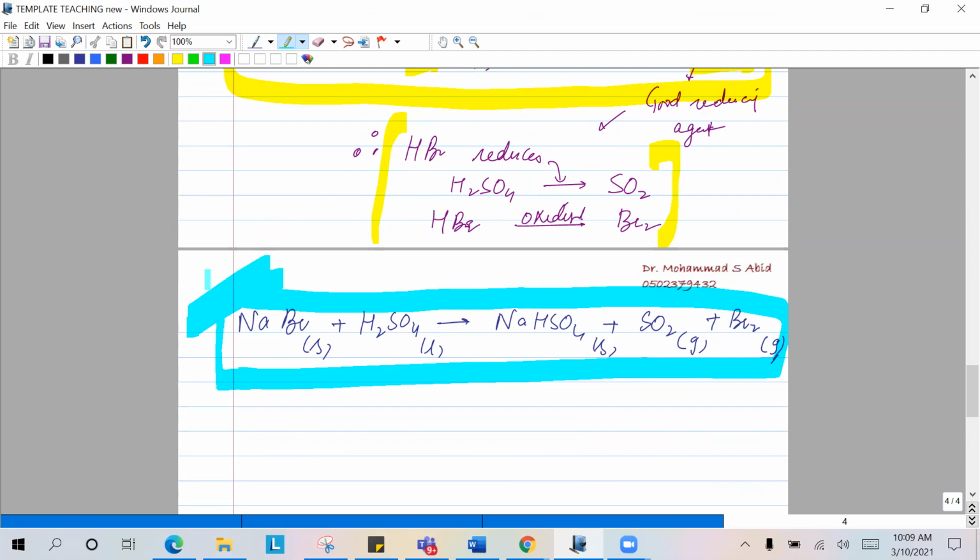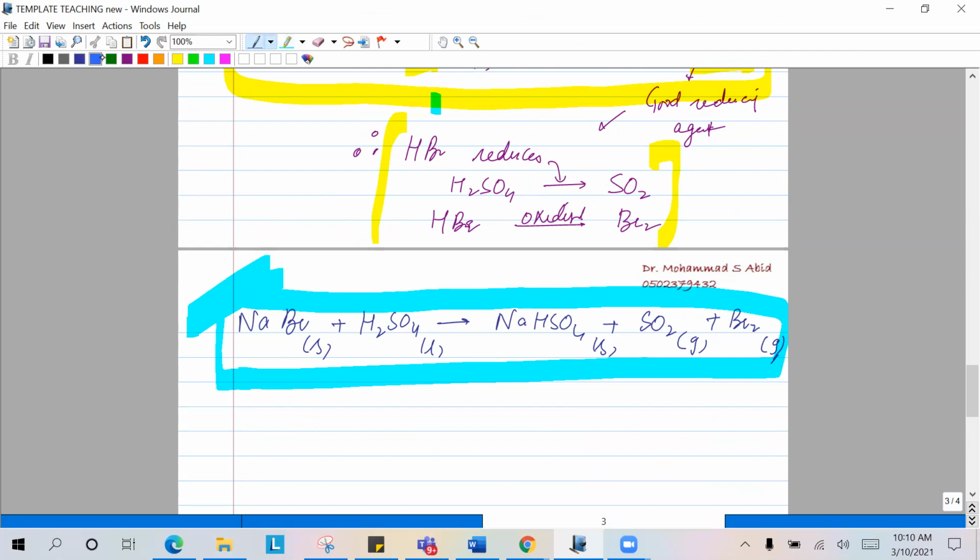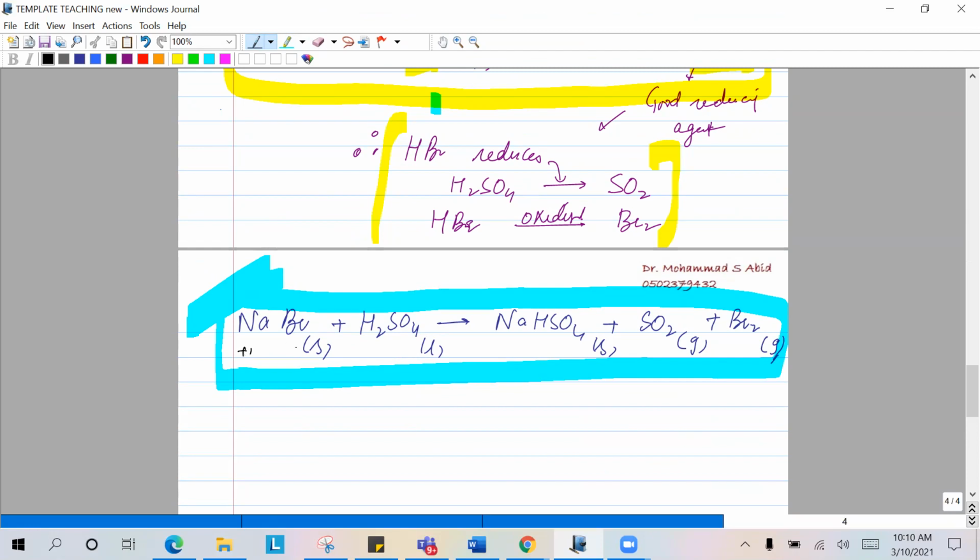Now let's try to figure out whether this is a redox or not, and what the observations are and so on. Let's start with whether this is a redox or not. Na is +1, Br is -1, H is +1, sulfur is +6. We have done this before. Oxygen is -2, so you know how to calculate. Over here, Na is +1, H is +1, sulfur is +6, oxygen is -2. Over here, sulfur is +4, Br is 0.